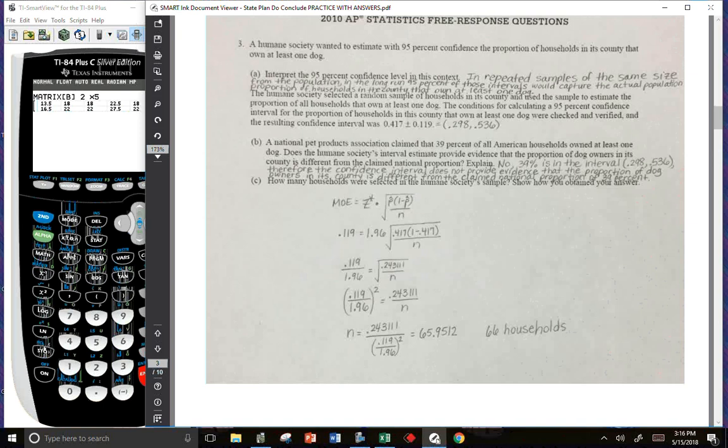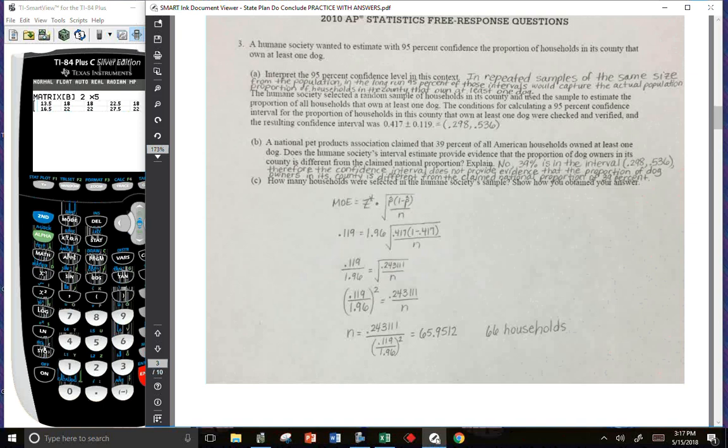Okay, cool. The Humane Society selected a random sample of households in its county and used the sample to estimate the proportion of all households that own at least one dog. The conditions for calculating a 95% confidence interval for the proportion of households in this county that own at least one dog were checked and verified, and the resulting confidence interval was 0.417 plus or minus 0.119. How did I get those numbers that are next to that? You subtracted first to get 0.298, and then you added to get 0.536. Everybody okay with that?